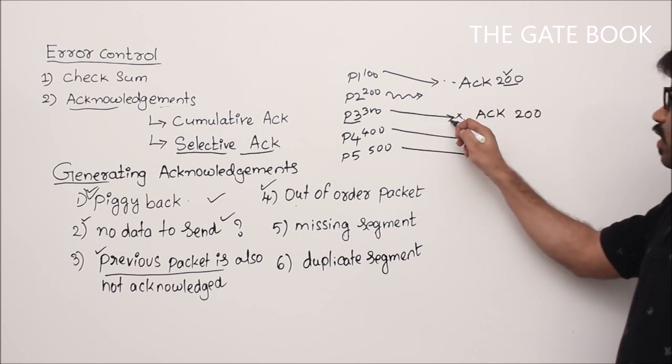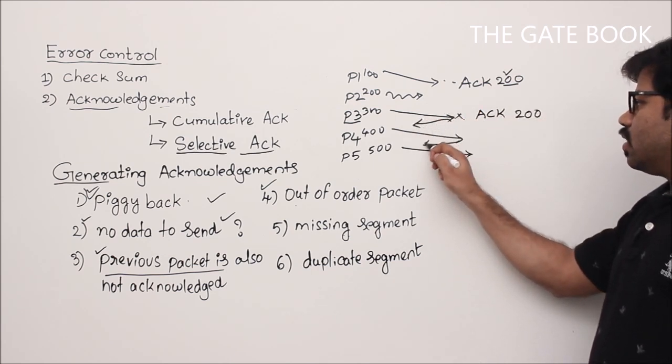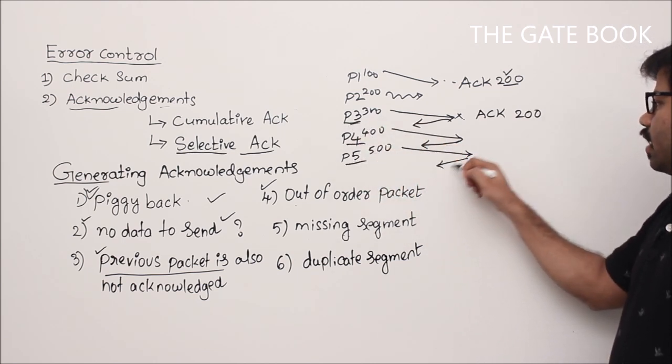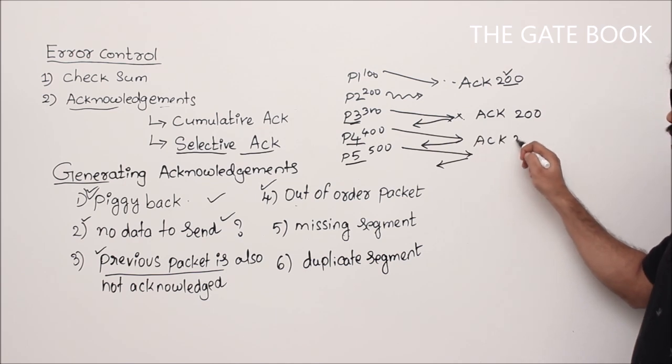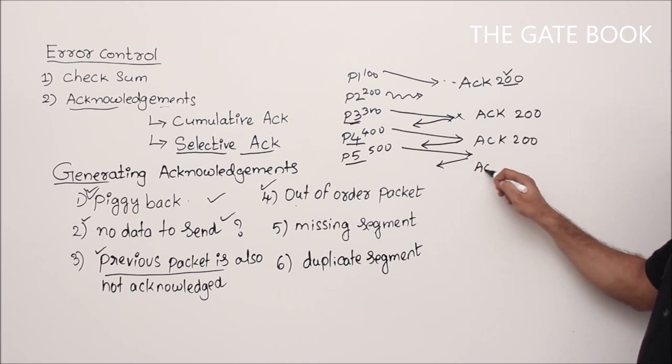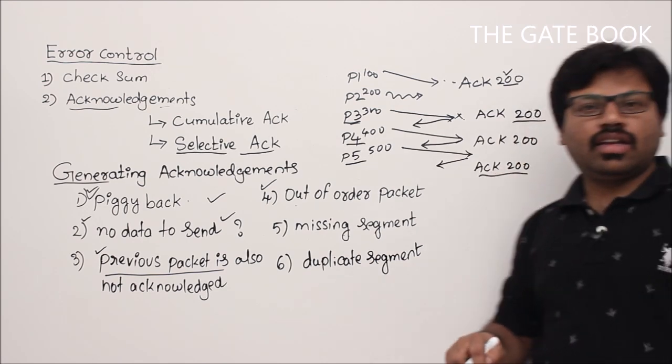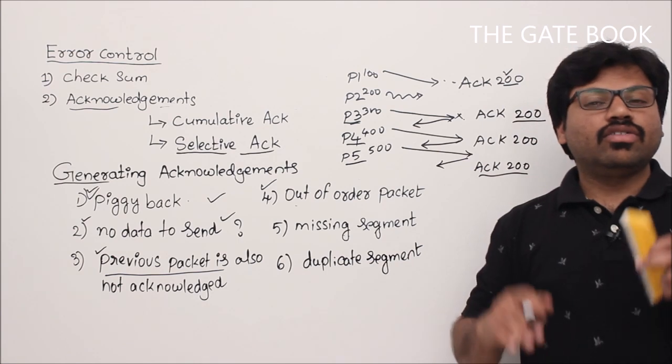Why, sir? I will tell you. If you do that, what happens? P3, P4, P5 are all out of order packets. You will be simply sending ACK 200 three times. Then the sender will understand that this 200 is not received by the receiver for 3 iterations.